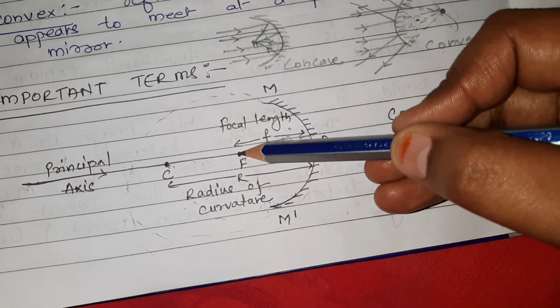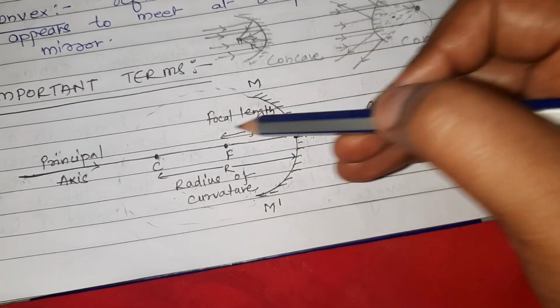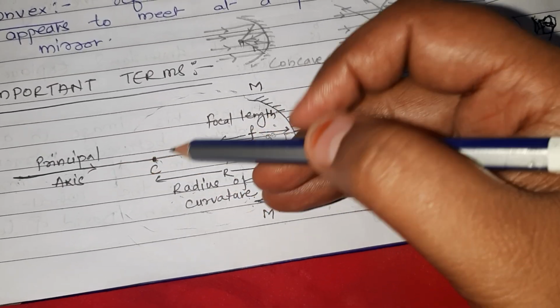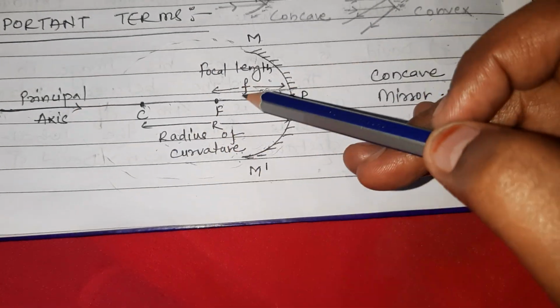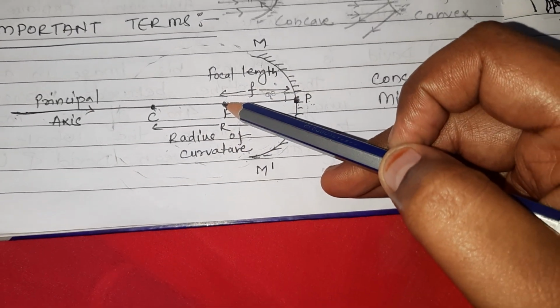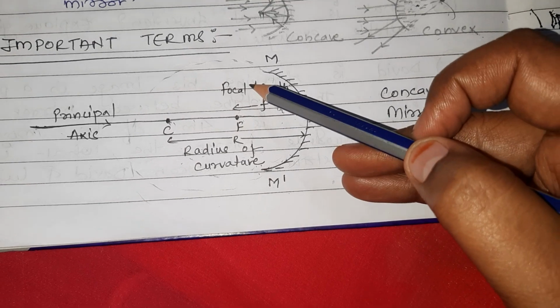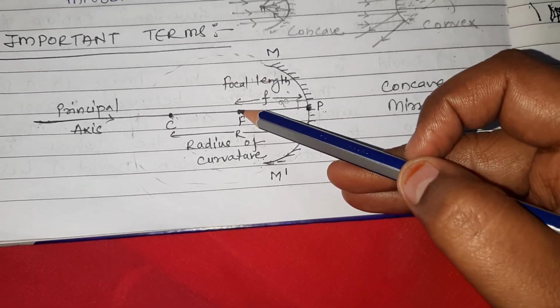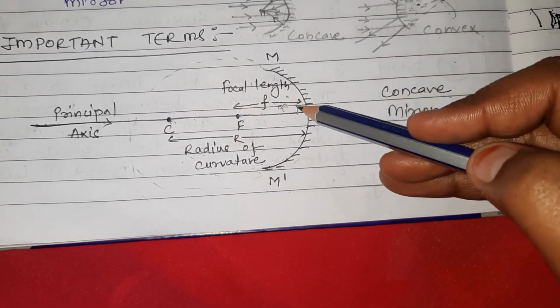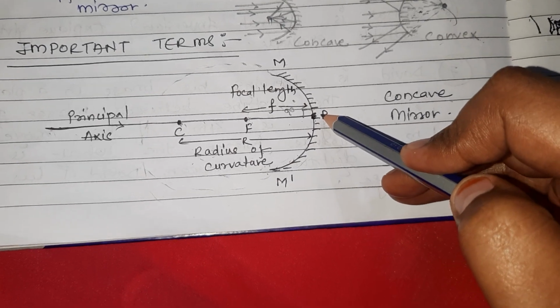So the focus point is the point where all the rays of light which are parallel to the principal axis meet. This is known as the focus point. What do you mean by focal length? The distance between the focus point and the pole is nothing but the focal length.